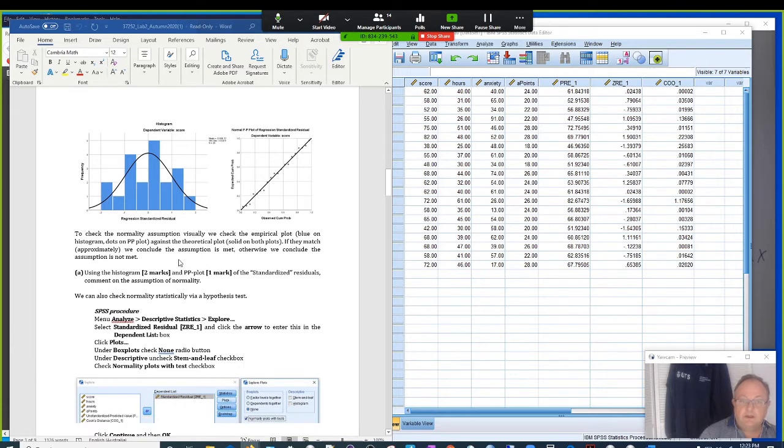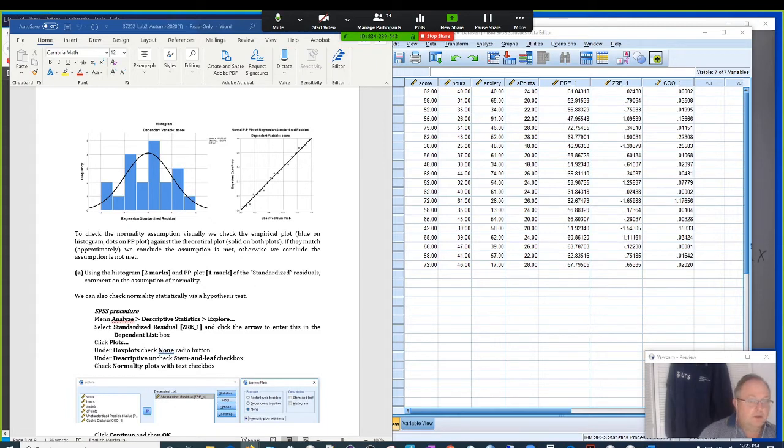The normality assumption is about the residuals, and this close fit is also about whether or not we've got normality. If we've got a normal distribution and similar variances, and I'll explain more of that as we go on, then we've got a very good starting place.